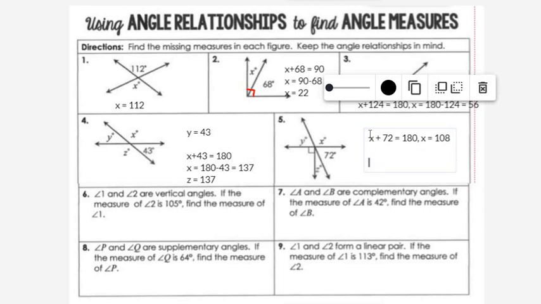Next, y is vertically opposite to 72. Well, so y is 72 degrees, and z plus 72 will be 90 because they are complementary, and so z must be 90 take away 72, which is 18 degrees.